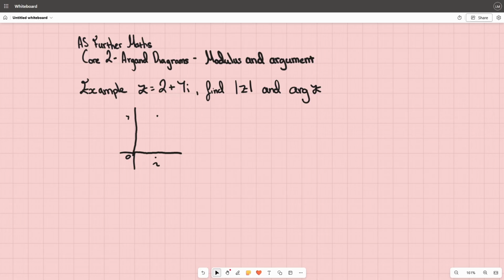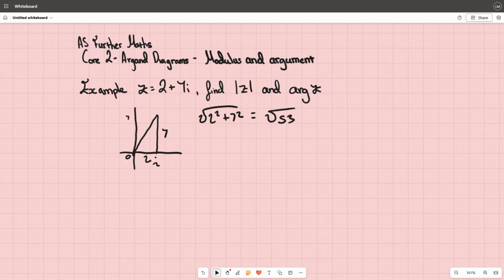So I'm going to do 7, 2, 7. So this is like a triangle, and then we do the root of x squared plus y squared, so that's 2 squared plus 7 squared, which is equal to root 53. You can just put that in a calculator.